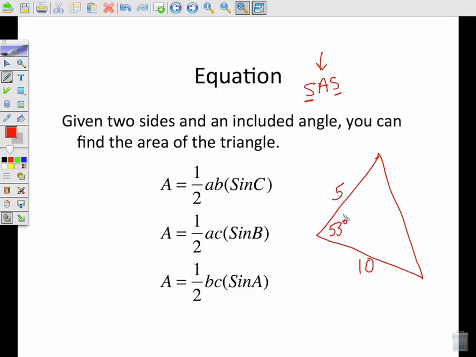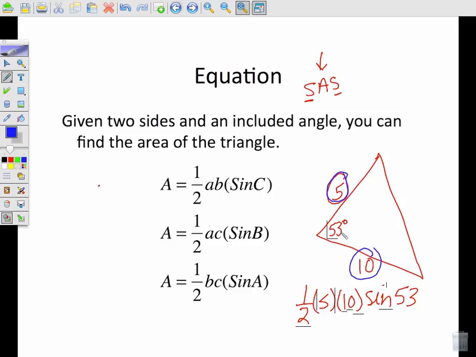No matter which equation you're using, you're going to take 1/2, 5 times the 10, and then times the sine of the angle that you're given, 53. So you can ignore the AB, AC, BC parts and things like that, and just focus more on the measures that you're given. So the measures you always will do multiply the sides together, and then it's sine of the included angle.